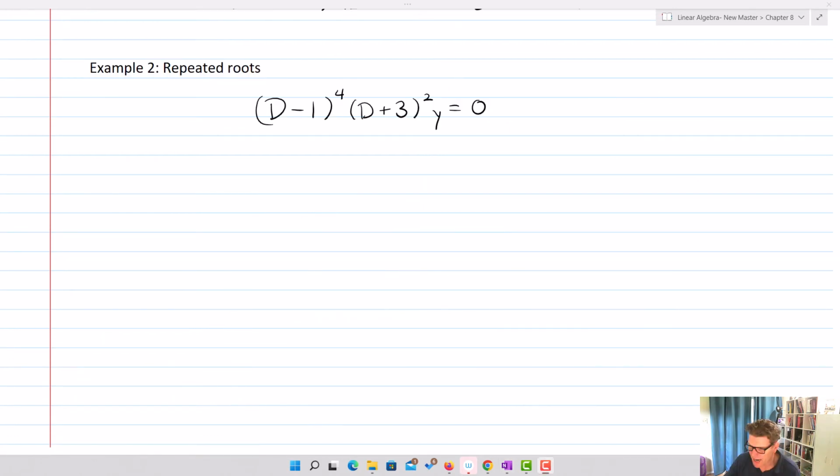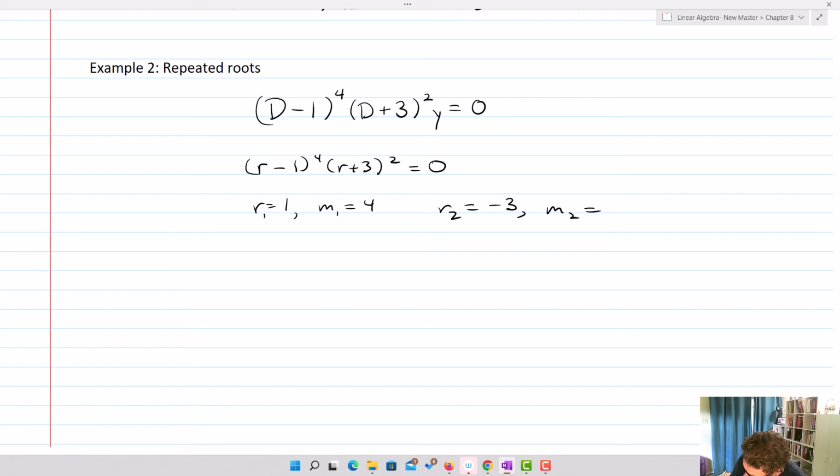So let's take a look at another example of repeated roots. Now we've actually got our polynomial differential operator factored. So we can rewrite this as r minus 1 to the 4th times r plus 3 squared equal to 0. And that's our auxiliary equation. So we're going to get r equal to 1, with multiplicity m1 equal to 4, and r2 equal to negative 3, with multiplicity m2 equal to 2. So we're going to actually have 2 sets of repeated roots in this case.